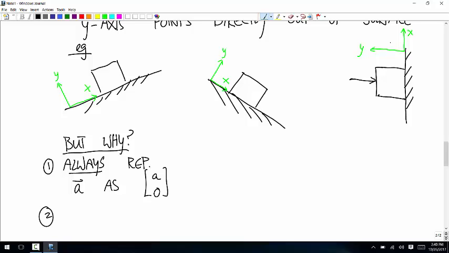Second, the normal force is way easier. So that means the normal force is always just going to be (0, positive N). And again, if we used a normal standard coordinate system for this, the normal force would be perpendicular to that surface, so it would have x and y components, and we wouldn't know the magnitude, and so it gets messy, you know?